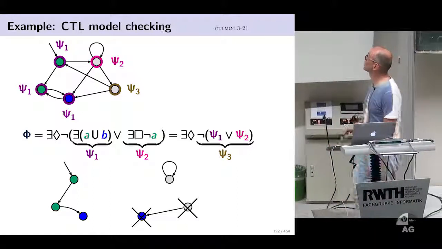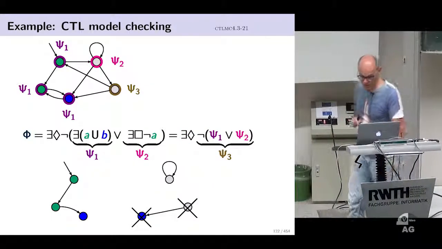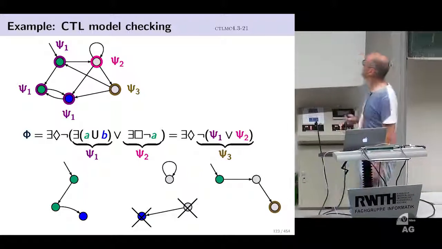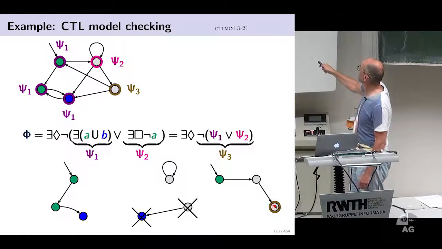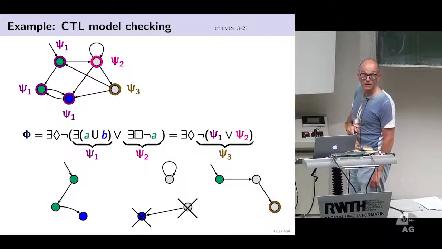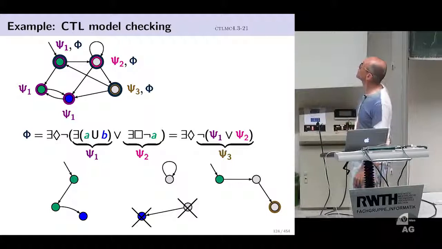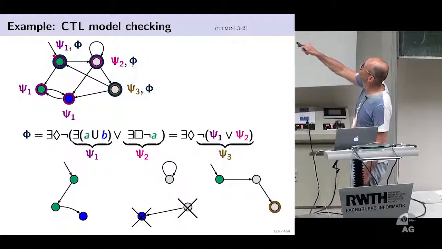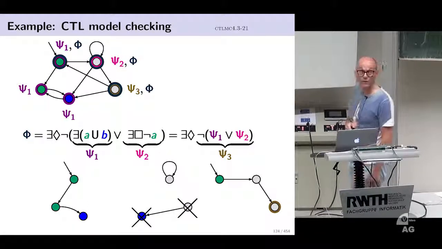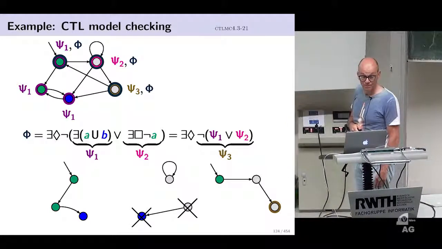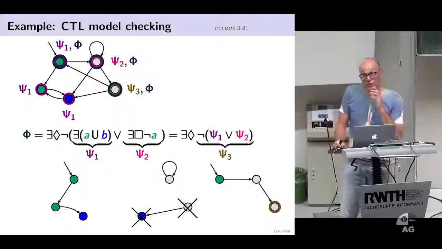So now we have to consider, does there exist a path that eventually moves to the brown state? And these are the states satisfying this formula: the initial state, because there is this path, this state itself, and of course this middle state. Those 3 states satisfy the formula. So at the end, I have computed that the formula phi is satisfied by those three states, which are now labeled with phi.